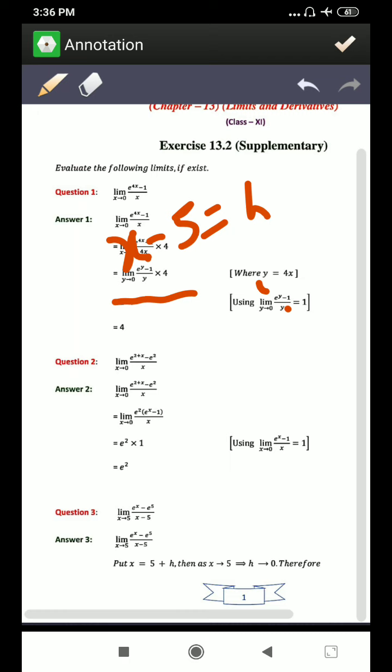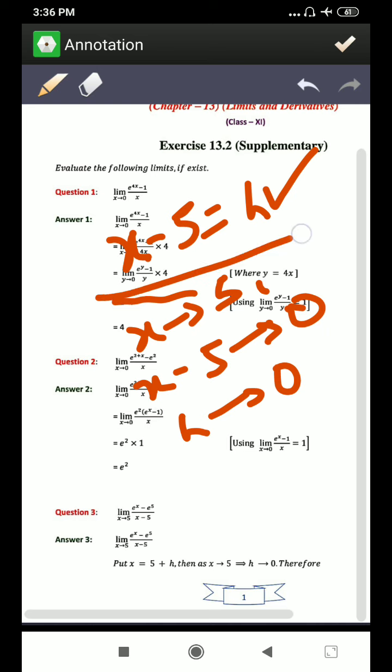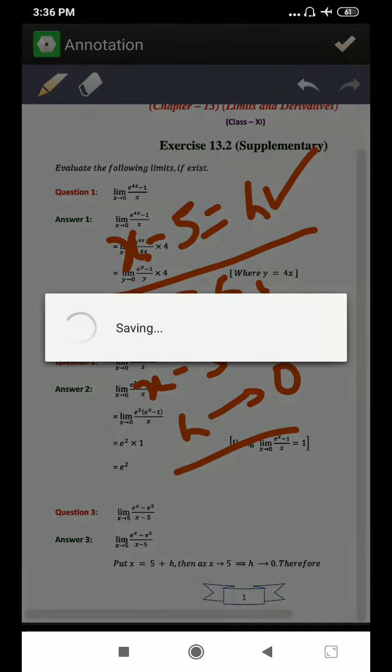Now as x tends to 5, so x minus 5 tends to 0. Now what is x minus 5? It is h. So h tends to 0. We will modify the question like this. How to modify this question? We will put x minus 5 is equal to h and h tends to 0. So you see how the question is modified.